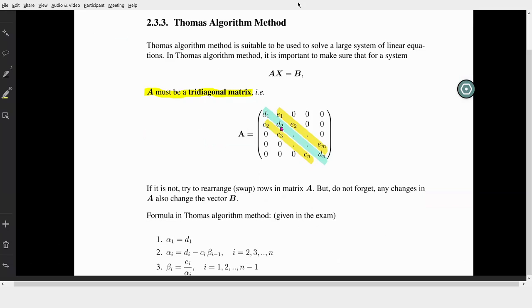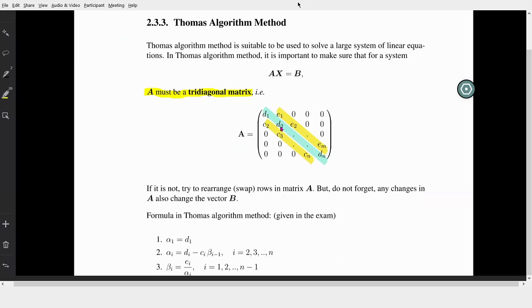If you cannot get the tridiagonal matrix after you try to swap here and there, meaning that you cannot use the Thomas algorithm, then you opt for other methods. You go to the Doolittle. In fact, you can go to the Gauss elimination. So I hope you're clear on that. The specific criteria for the Thomas algorithm is that A must be tridiagonal.